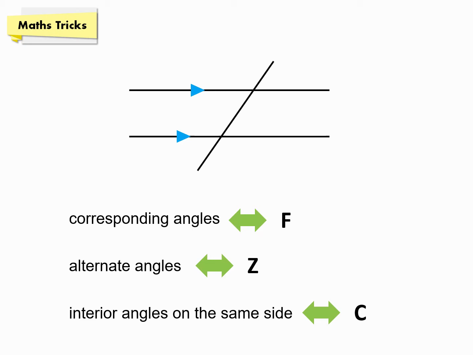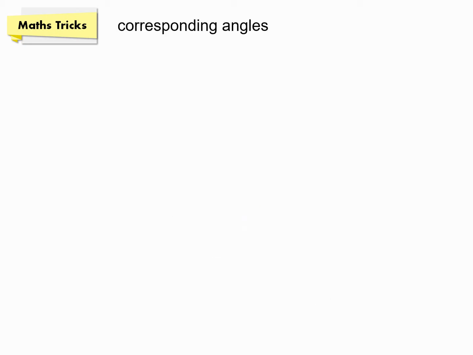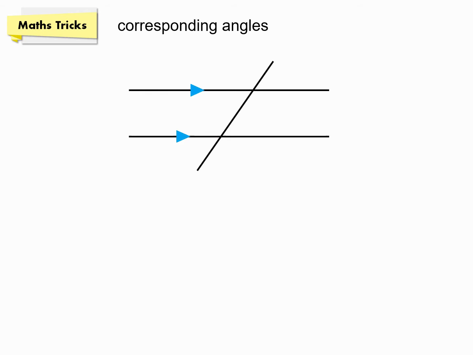First, we will talk about corresponding angles. Refer to the diagram with a pair of parallel lines. We just said we can use F to remember corresponding angles. Let me draw a F on the diagram. These two angles in blue are a pair of corresponding angles. Under the condition of parallel lines, this pair of corresponding angles are equal.